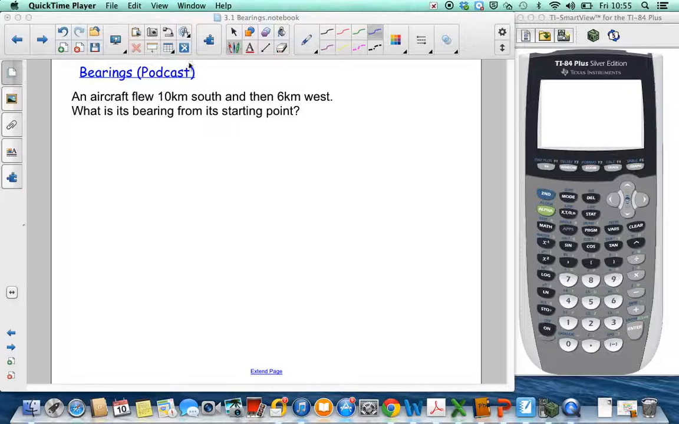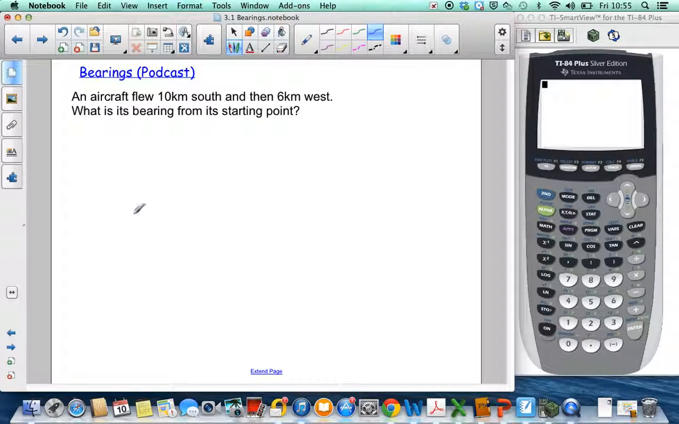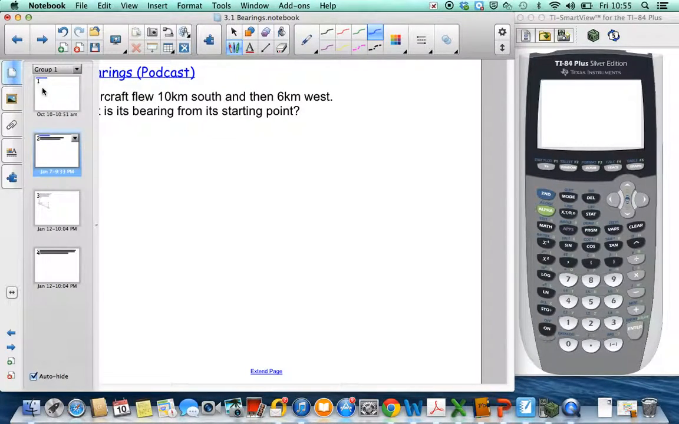And today we're going to talk about bearings. Let's get a general idea about what a bearing is.